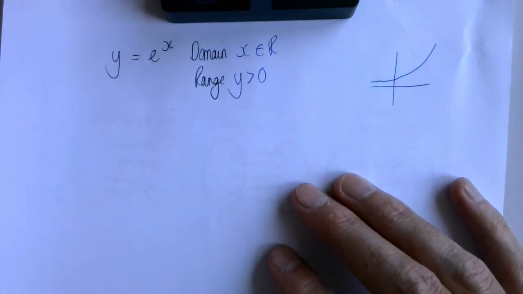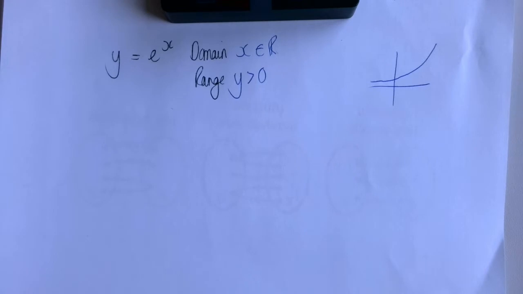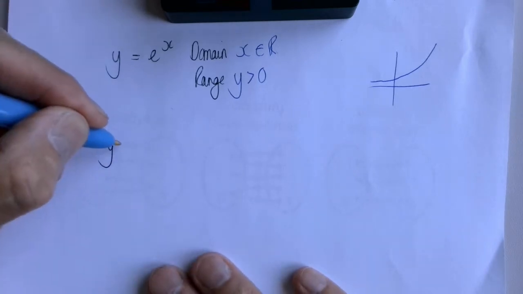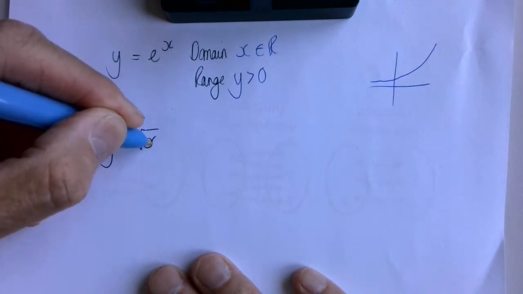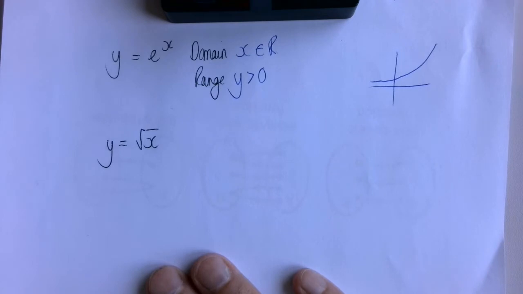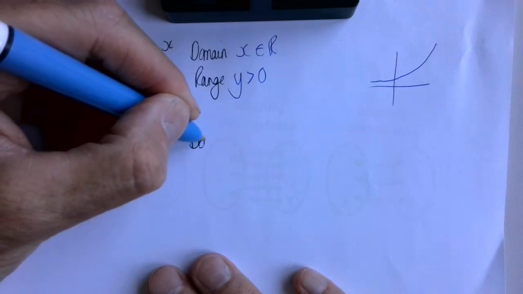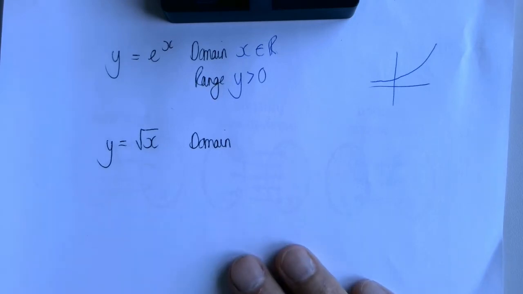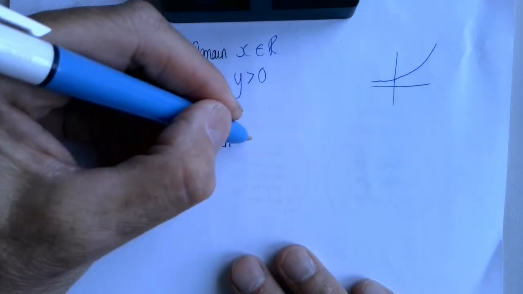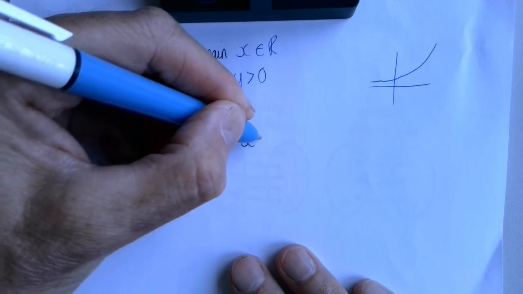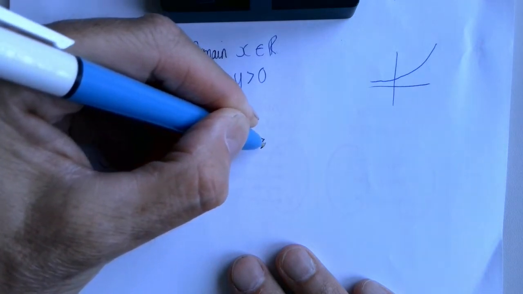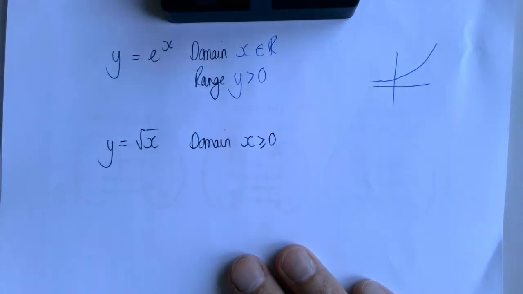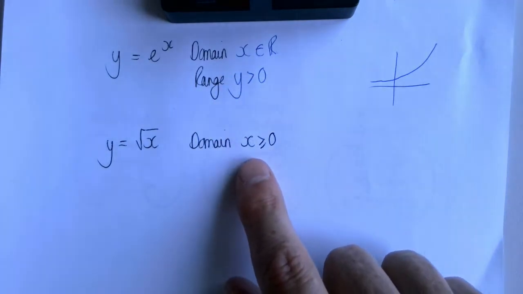And let's think about one other key function, and that is y is equal to the square root of x function. So the domain, well, I can't square root negative numbers. So the only numbers I'm allowed to put into that are x is always greater than or equal to 0. So it can't be any number now. It's got to be a number bigger than or equal to 0.